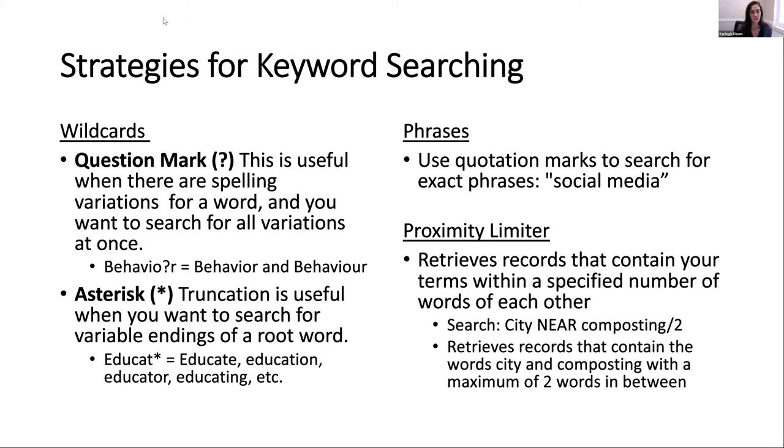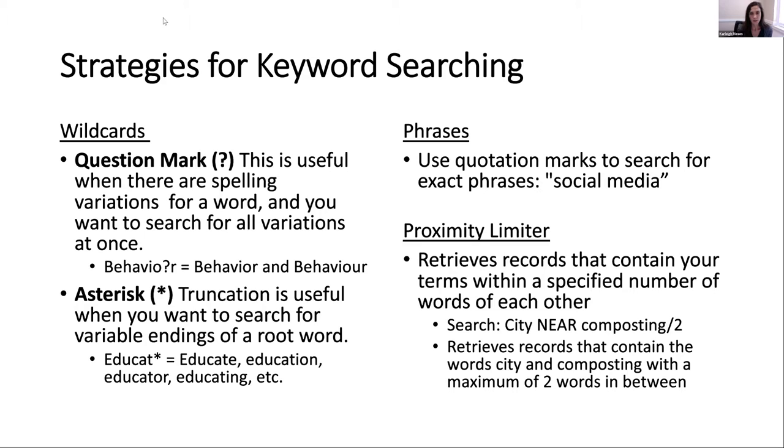If you have a word, in this example, we have behavior spelled two different ways. If you put that question mark in after the O, the database is going to search for behavior spelled O-R and behavior spelled O-U-R. So thinking about when you're constructing your keywords and coming up with synonyms, the question mark will help come up with those variations in spelling.